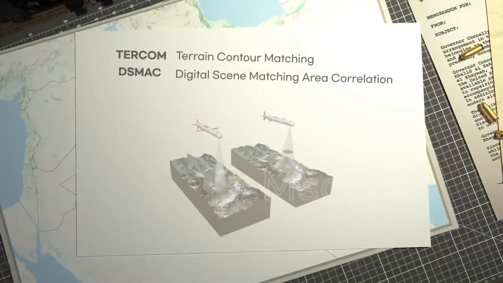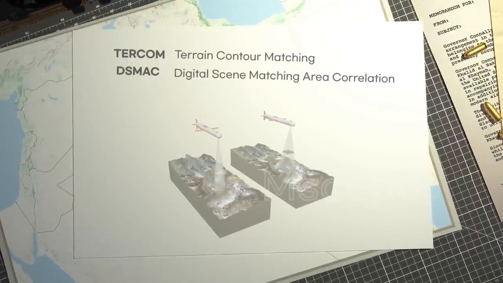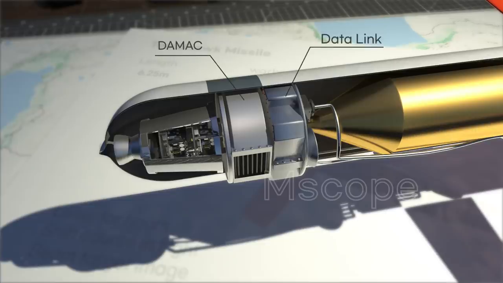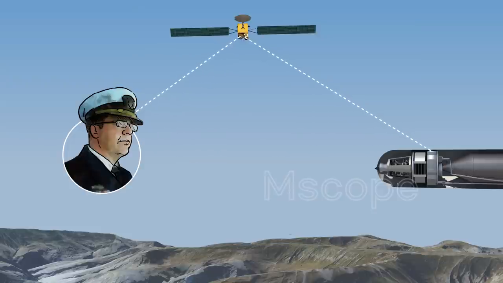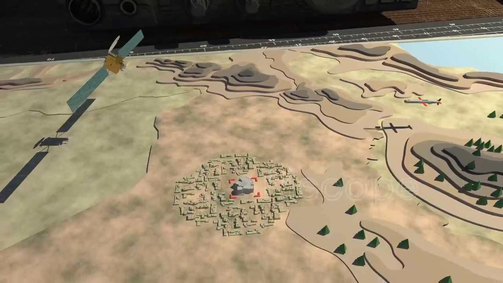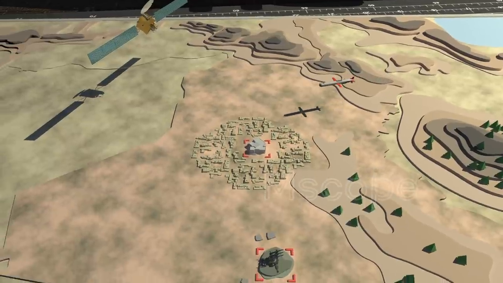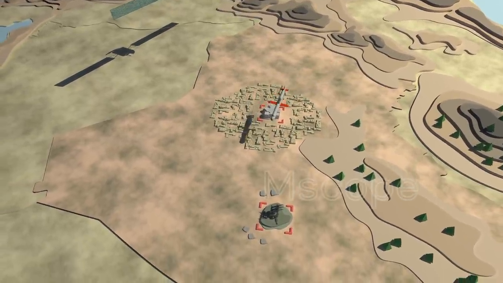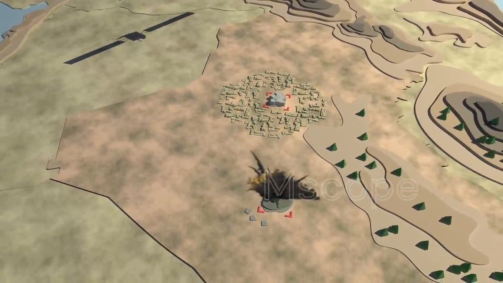Tomahawk missile improved accuracy with these technologies. Behind the guiding devices is a data link. With a data link connected to satellites, the missile can continuously communicate with its commander. The missile may receive new orders even during the cruising. If the mission changes, it may steer and strike a new target.